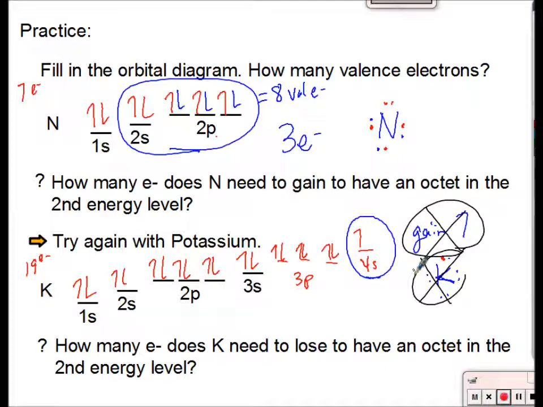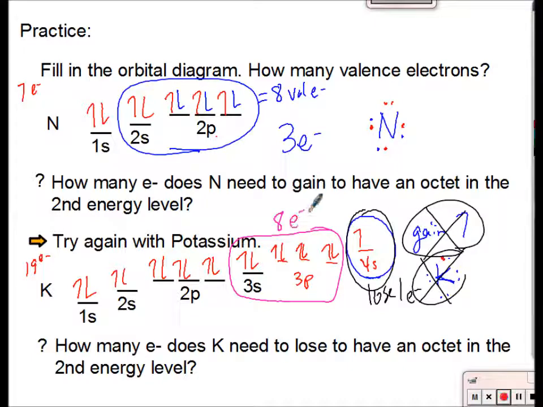Instead, it's going to lose 1 electron. So if it loses 1 electron, the new outer shell is this, the 3s. In this case, it has 8 electrons in the third energy level. So we would say that potassium loses 1 electron.